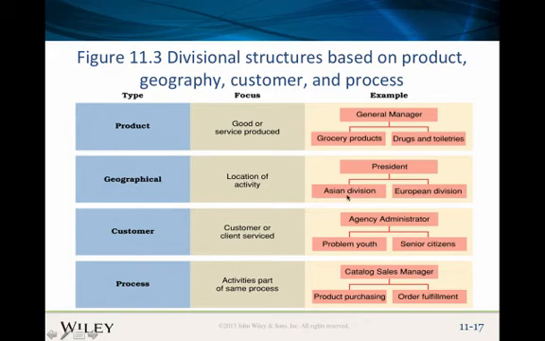So here you have an Asian division and a European division. Everyone in the Asian division is going to be working towards creating products and services, selling it to the Asian market. Everyone in the European division is going to do likewise for the European market. So this is just some examples. You can break it down in terms of product, geography, customer, or even process.